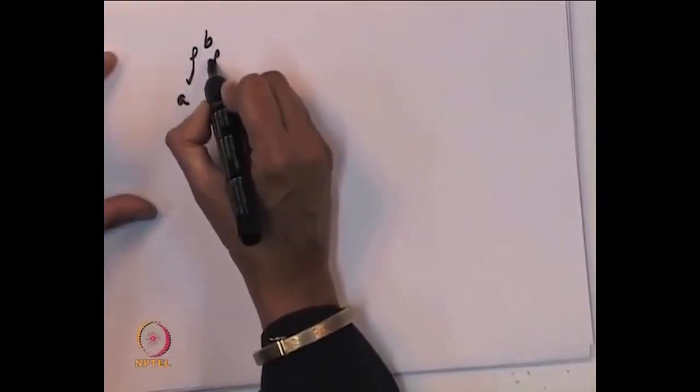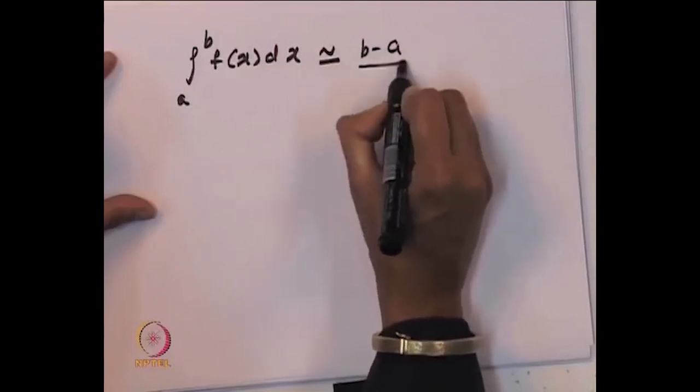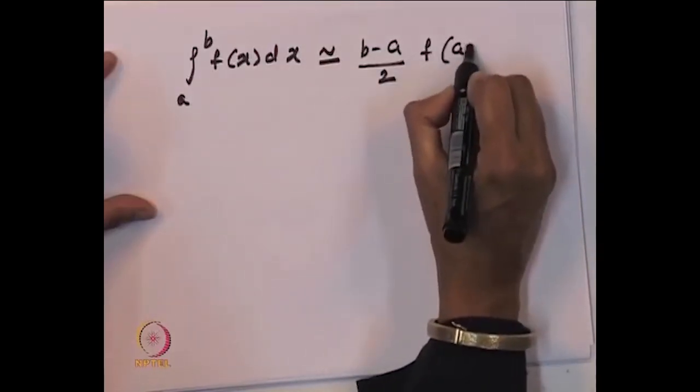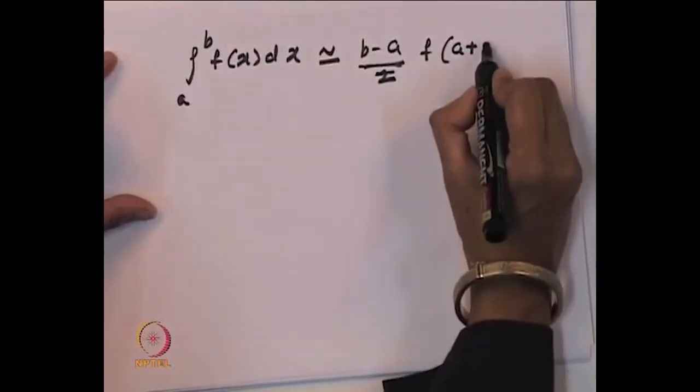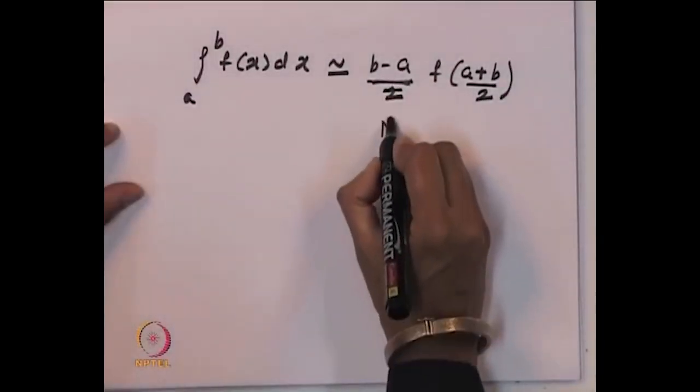Now, next method is midpoint rule. In the midpoint rule, we will be looking at the midpoint of interval x n to x n plus 1 and then evaluating our function f at that midpoint. Remember we had integral a to b f x dx approximately equal to b minus a times f of a plus b by 2. So, this is the midpoint rule.